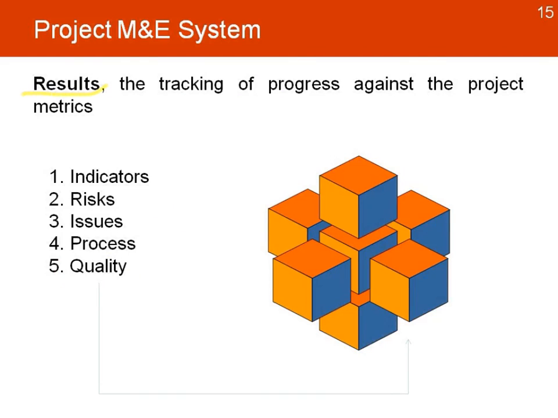Then we have our results, which is the module that helps us track progress against the planned metrics that the project identified in terms of the indicators. We also use it to track information about risks on the project, any issues that we have, information about the process we use to manage the results, and information about quality.